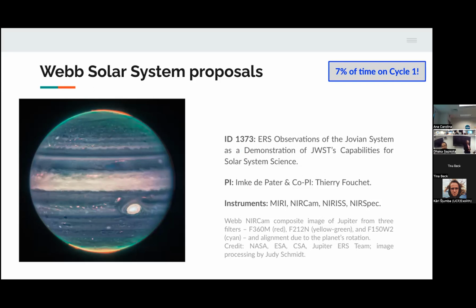So the proposals are separated into categories. The ERS is Early Release Science. This category was created so the community could learn how Webb works in a practical way. The data obtained in the projects in that category have no proprietary time, so anyone in any place of the world can access the data and work with it.